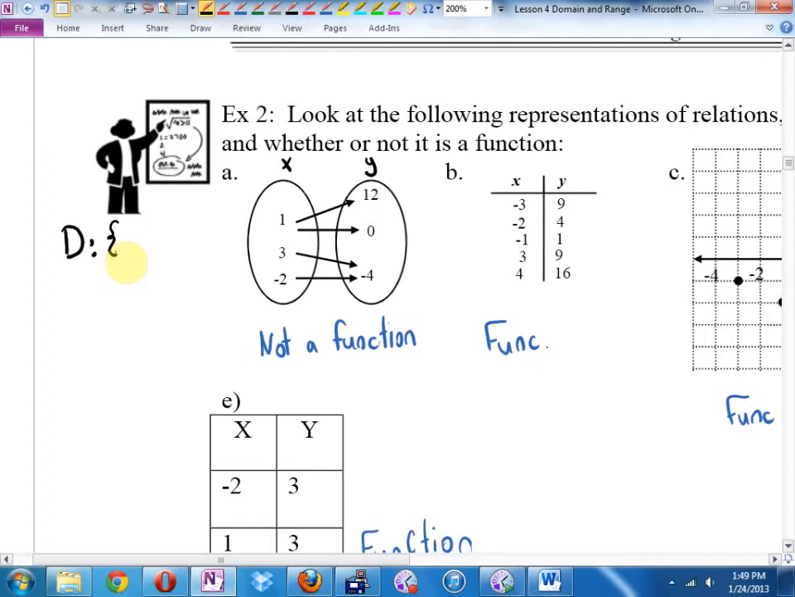Say it louder. Let's decide from now on, we'll always list them in order from smallest to biggest, so all of our answers look the same. So I'm going to say -2, comma, 1, comma, 3. That's the domain.